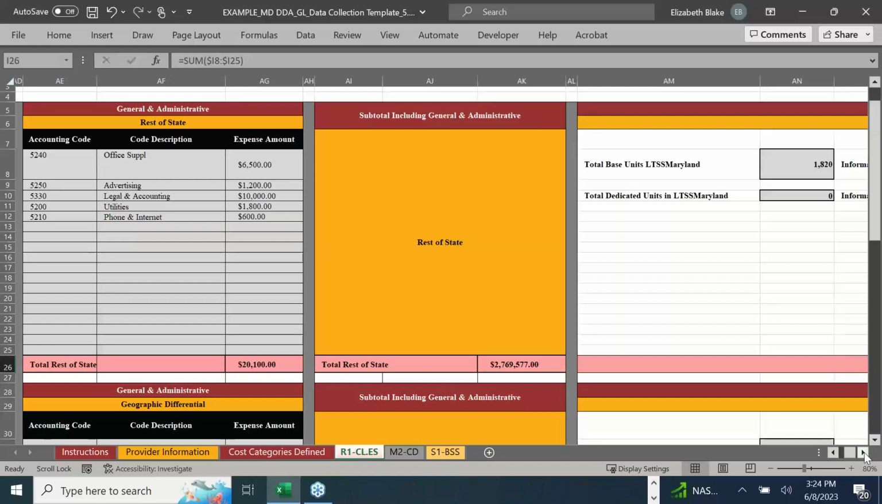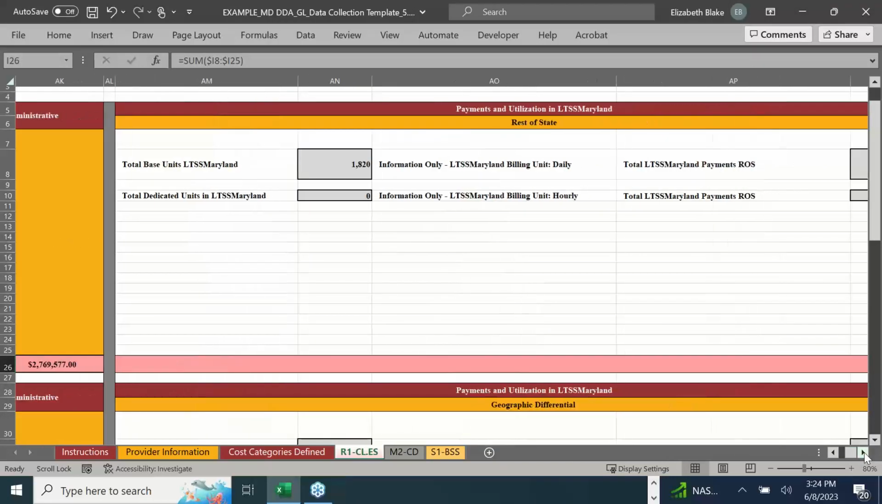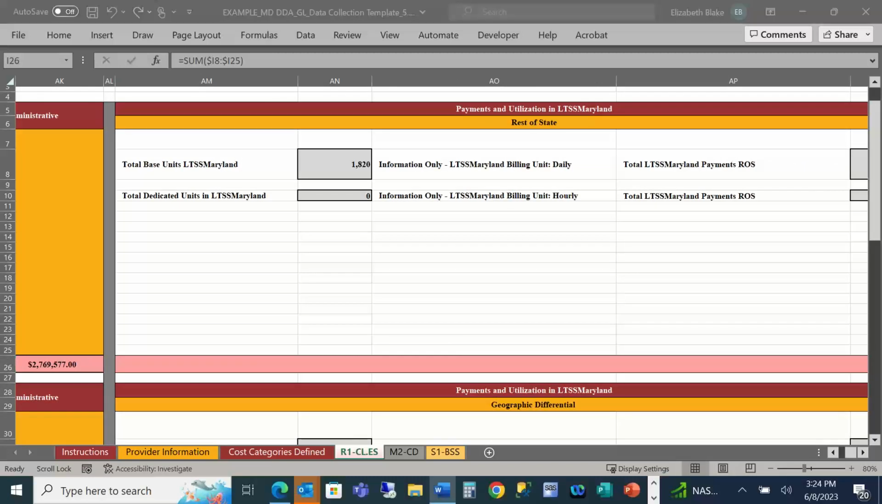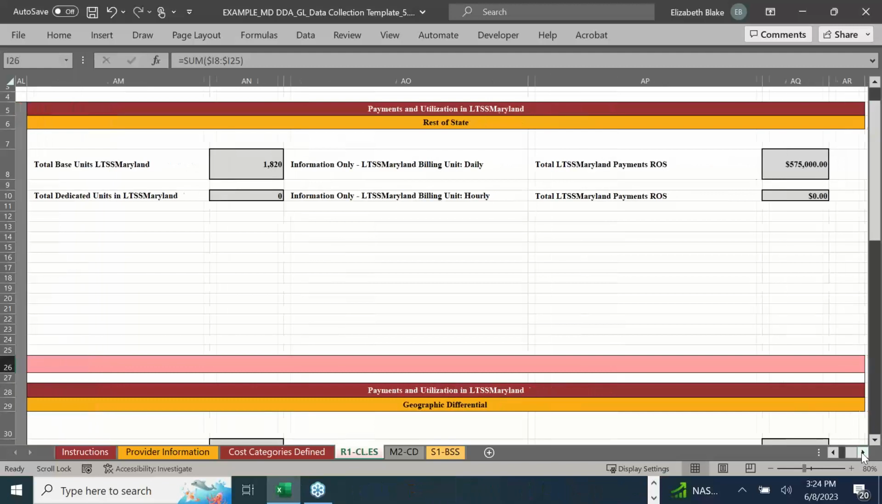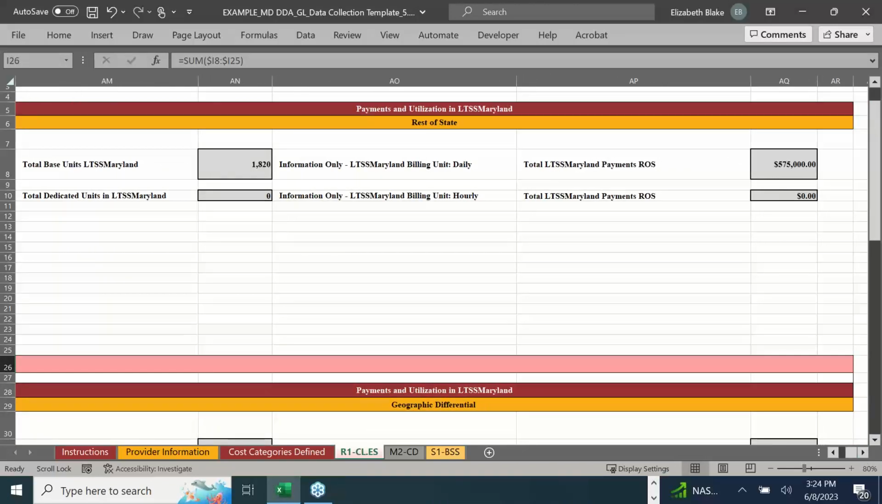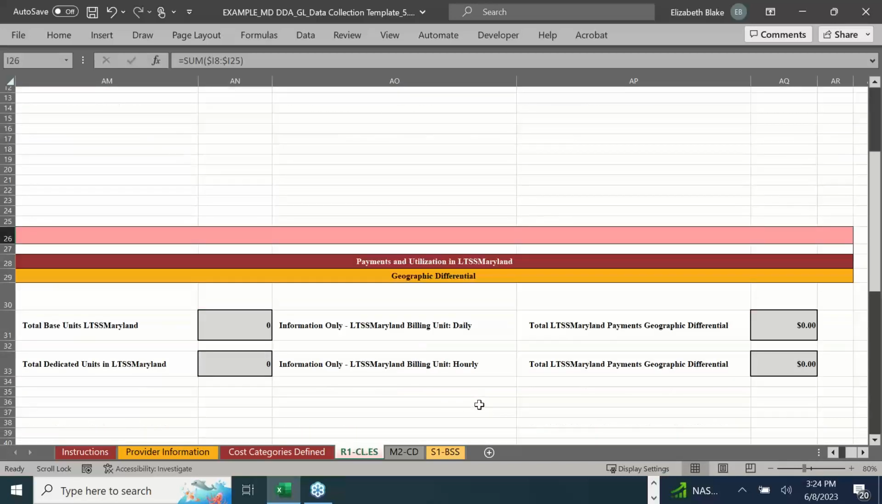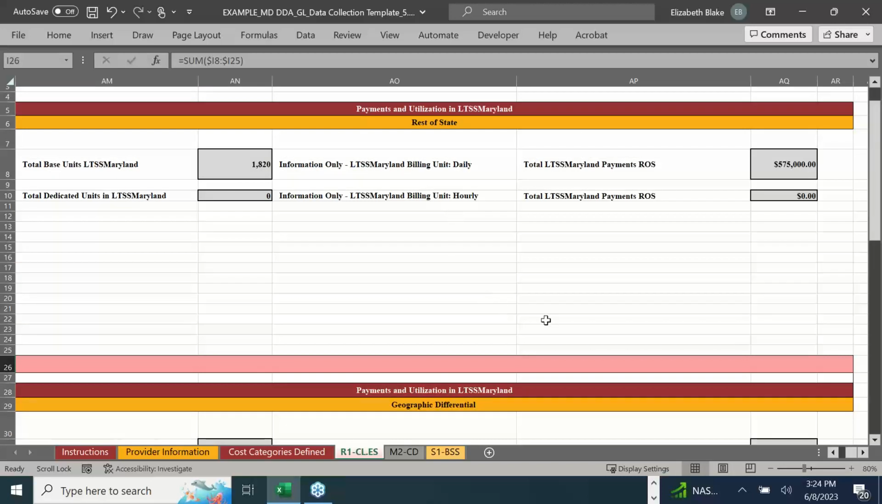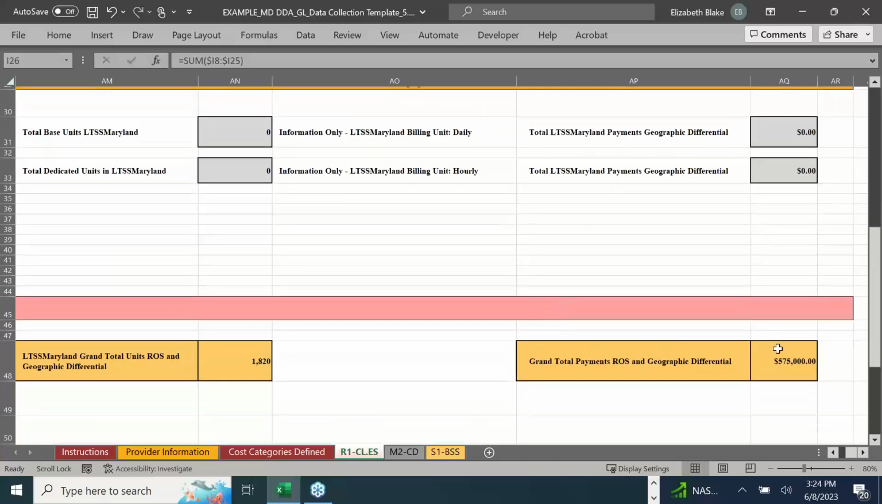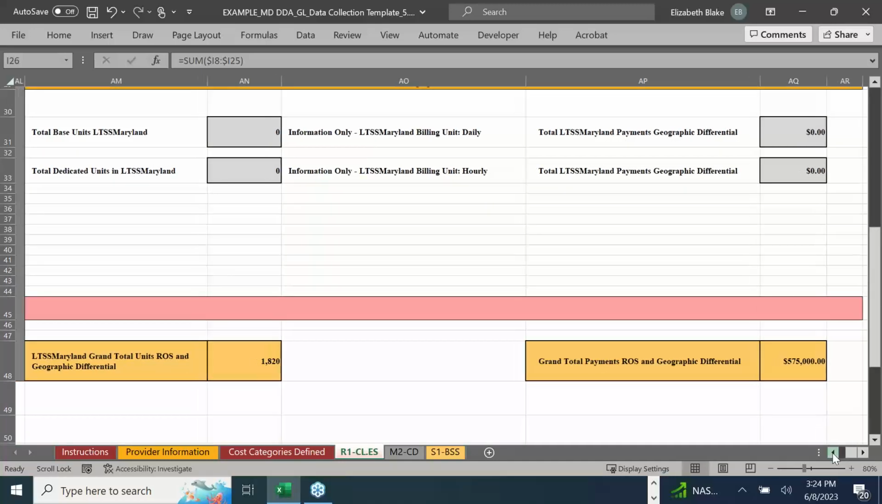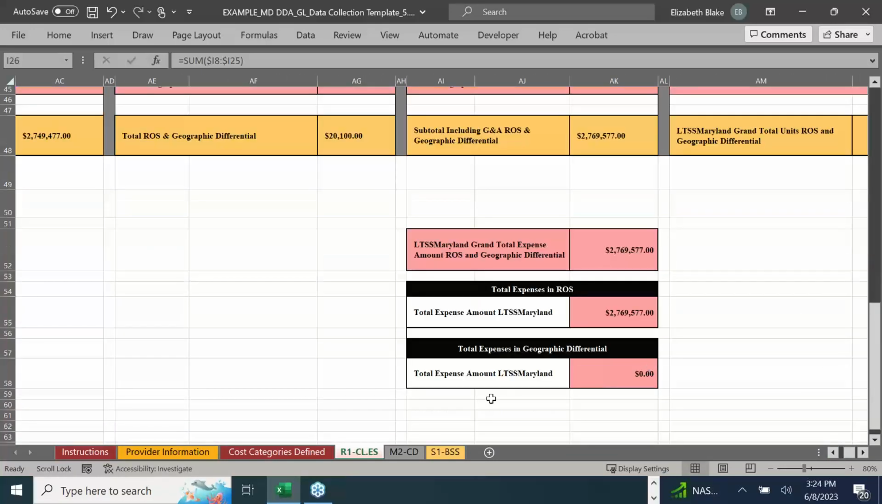Okay, so then the last thing that we are going to ask you to provide in this portion of the tab or in the template is we want to know the total base units for the billing system. In this case, we have the LTSS, as well as any add-on or dedicated units. So then we're going to ask you to indicate the total LTSS or PCIS 2 payments that are made. So this is going to be consistent for the geographic differential or the rest of state. So you don't have to worry about entering any repeat information. Everything that you enter is going to be automatically totaled here at the bottom, as well as down here for us to see.